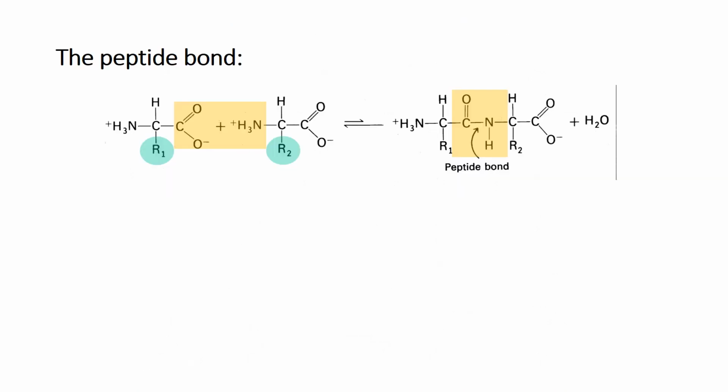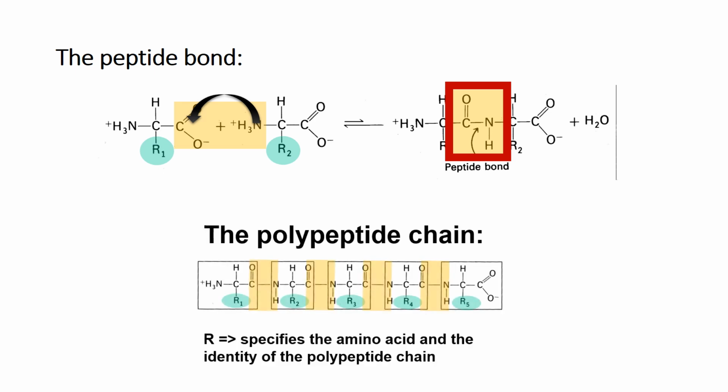Now we take a look at the basic chemistry of this peptide bond formation. It is actually very easy. Basically, the nitrogen atom will attack the electron deficient carbon on the next amino acid and will form this peptide bond. And the R1, R2 will then specify what type of amino acid this is. And if you then put one after the other, you are going to have the polypeptide chain that then eventually will make your protein.